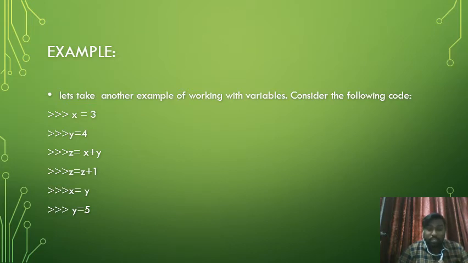Then x equal to y. The x value and y value are the same now. After that, the y value has changed because y equal to 5. Now we are going to implement this code in the Python programming language.